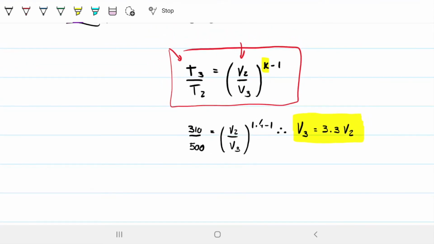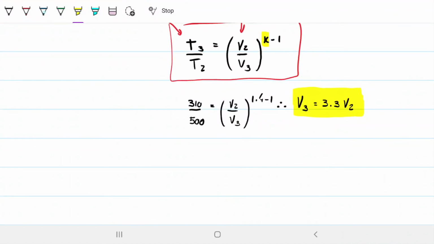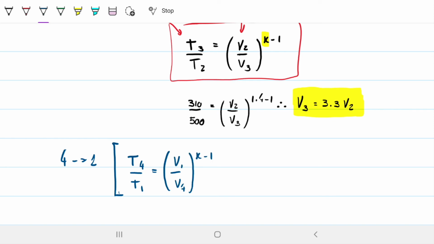Okay, and we can do the same thing as we're going from 4 to 1. We're going to apply the same idea. So T4 over T1 has to be equal to volume 1 divided by volume 4, to the K minus 1.